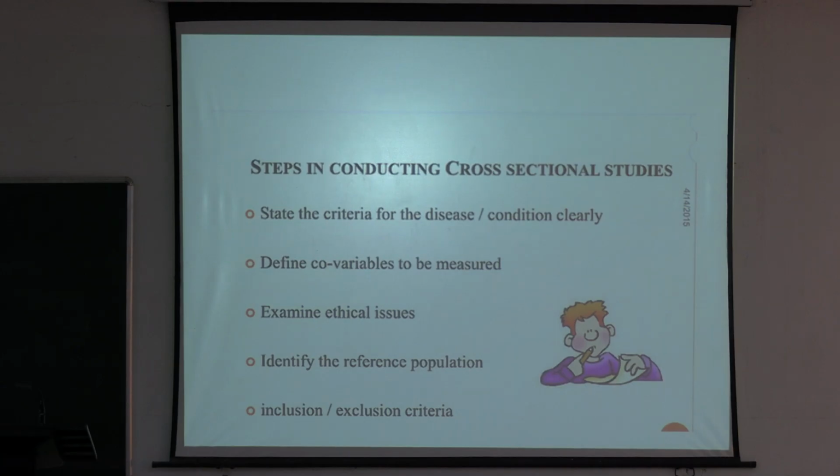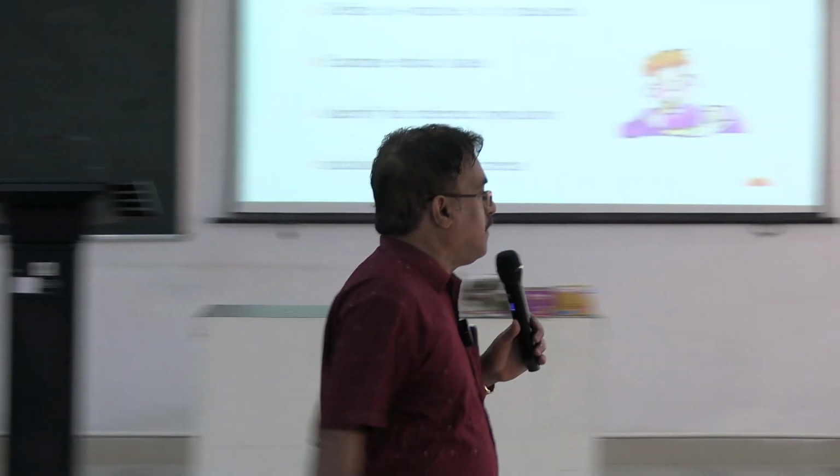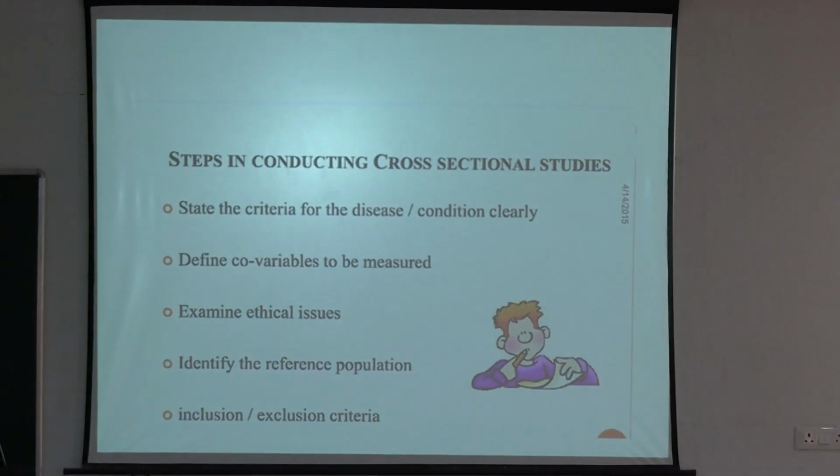Then the next one is examine the ethical issues. There are a lot of ethical issues. Sometimes, if you're looking at a particular risk factor, say the risk factor of alcoholism and something else, domestic violence. You are seeing that the person is involved in so much alcoholism, he's become cirrhotic, he's involved in domestic violence, but you're continuing with the study. So there's an ethical issue involved. You're not stopping your study. Identify the reference population and the inclusion-exclusion criteria. Who are you going to include in your study?